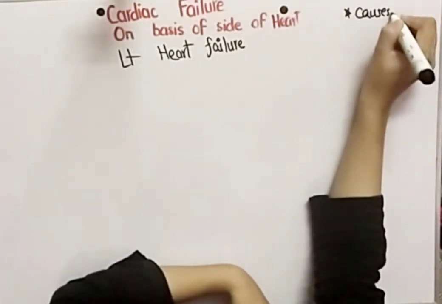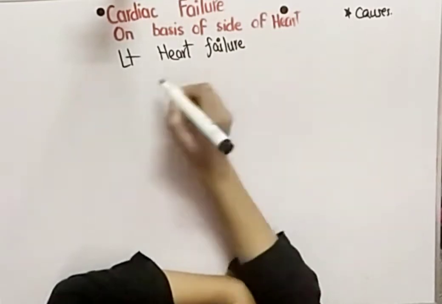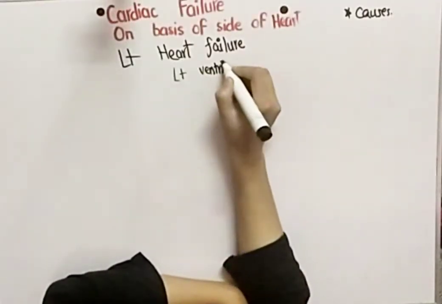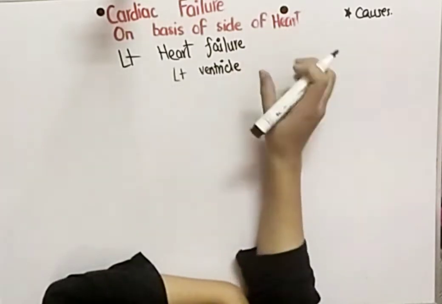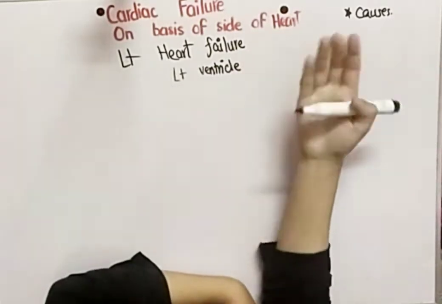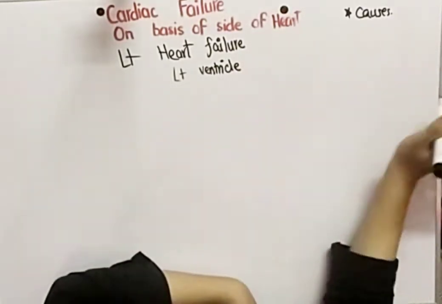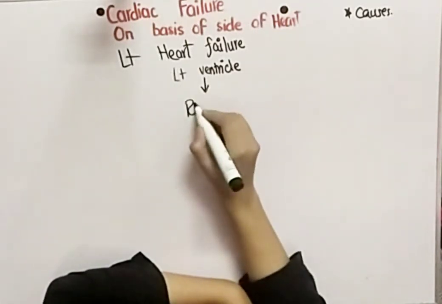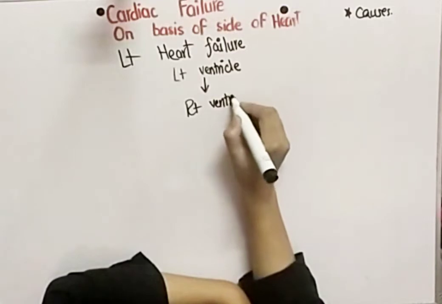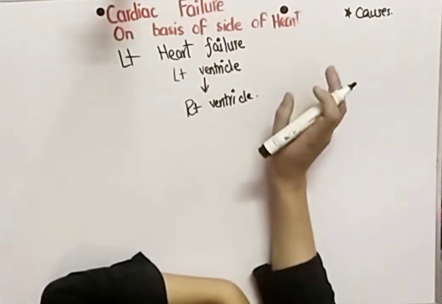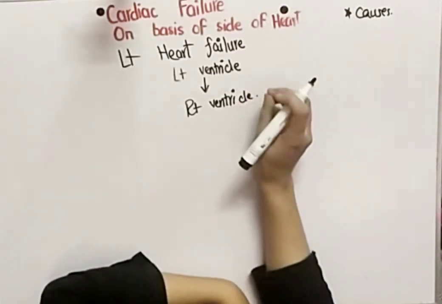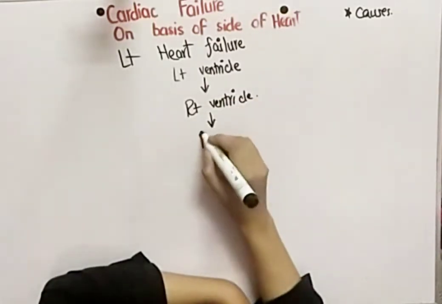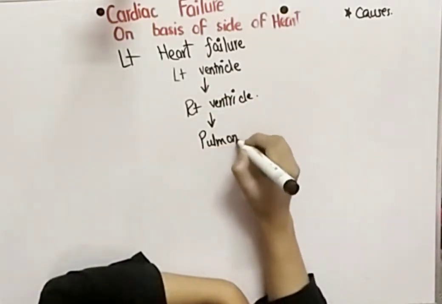Now see the pathophysiology. If there is a left-sided heart failure, basically the blood cannot be pumped from the left ventricle to the body. Ultimately, there is a lot of blood in the left ventricle, and blood pressure in the left ventricle increases, and that pressure pushes the valve and the valve opens. So blood backflows from left ventricle to the right ventricle. The blood was coming from lungs through the pulmonary vein into the right ventricle. So now the blood will backflow from right ventricle to pulmonary vein.